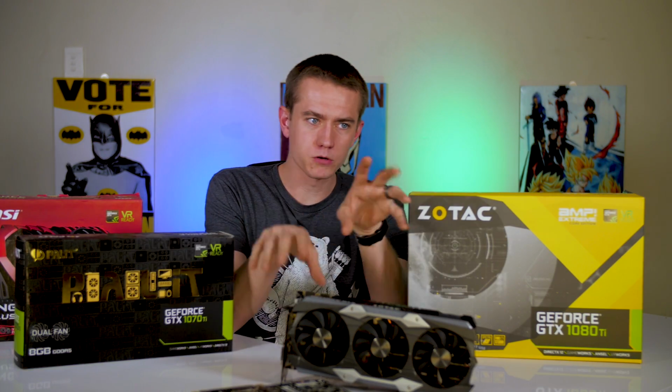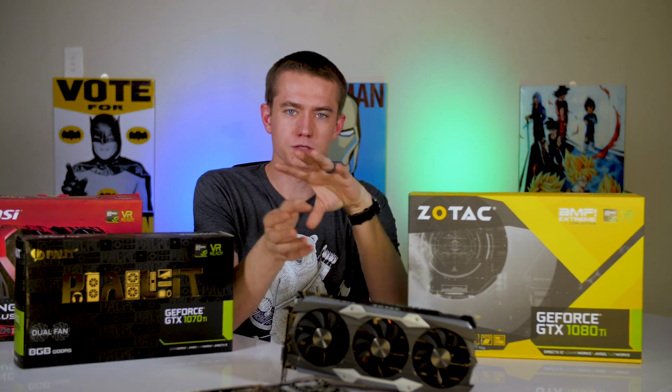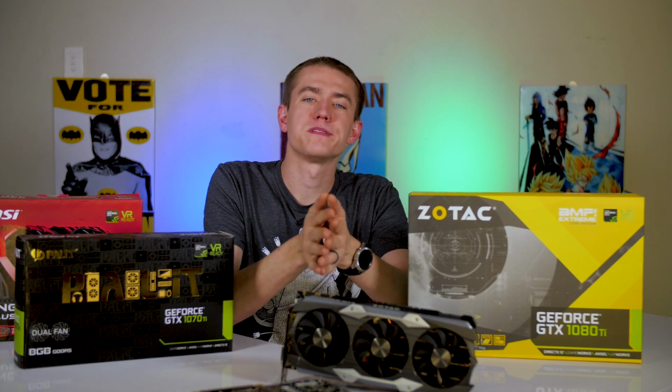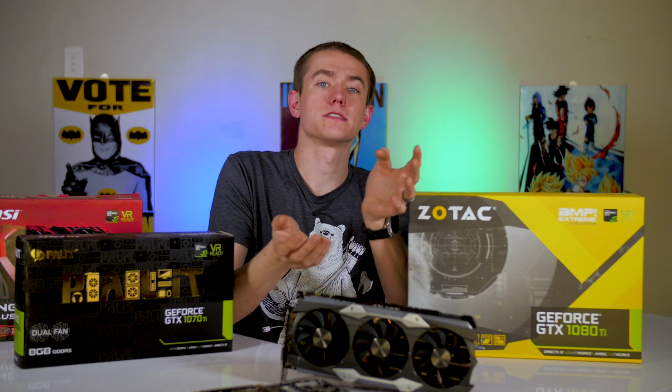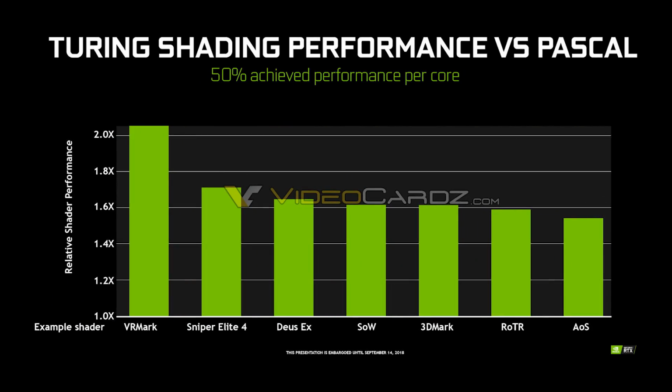This is a little post update that I'm just adding into the video because there was more information that came out after I filmed the previous part. Video Cards released some information from Nvidia's Editor's Day, which is embargoed until September 14th, showing some information about the performance difference between Turing and Pascal. The reason why it's relevant to this video is they have one that shows Turing shading performance versus Pascal, where it shows that Turing is either 50 to 100% better than Pascal in basic games like Ashes of the Singularity, Rise of the Tomb Raider, 3D Mark, Shadow of War, Deus Ex, Sniper Elite 4, and VR Mark.